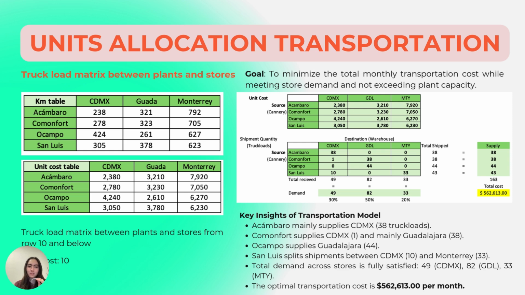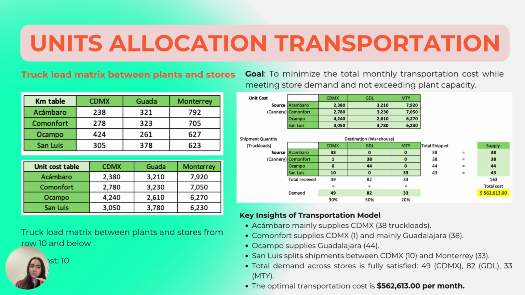The next step, step 3, we determine supply and demand. Supply equals the units produced in each plant. Demand equals 322 units times the city demand percentage: 49 units to Ciudad de México, 82 units to Guadalajara, and 33 units to Monterrey.